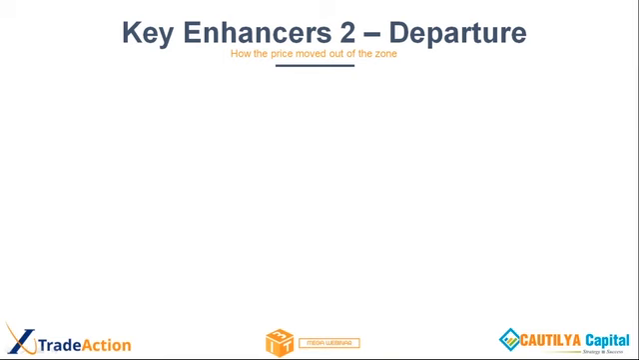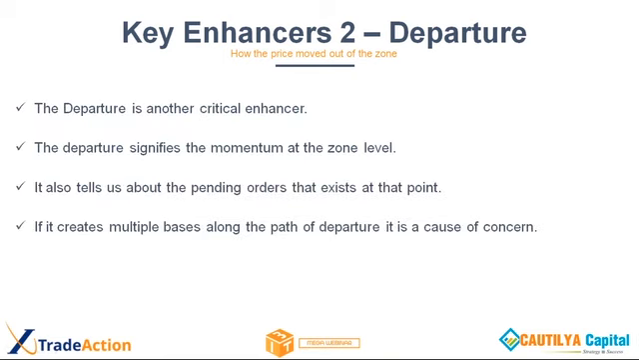Next thing is departure. The departure is another critical enhancer. The departure signifies the momentum at the zone level. It also tells us about the pending orders that exist at that point. If it creates multiple bases along the path of departure, it is a cause of concern.